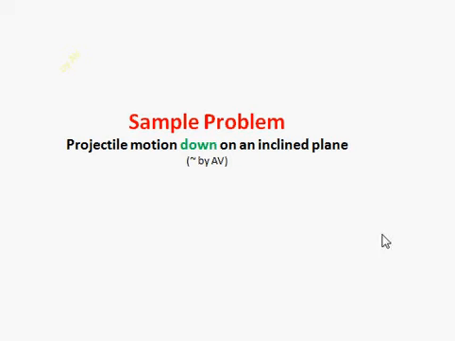Let's do a sample problem in the topic projectile motion down on an inclined plane. Before getting into that problem, one should know about the formulas which are used in this problem. These are two formulas which are going to be used in our solution. The first one deals with the time, and the second one deals with the range.